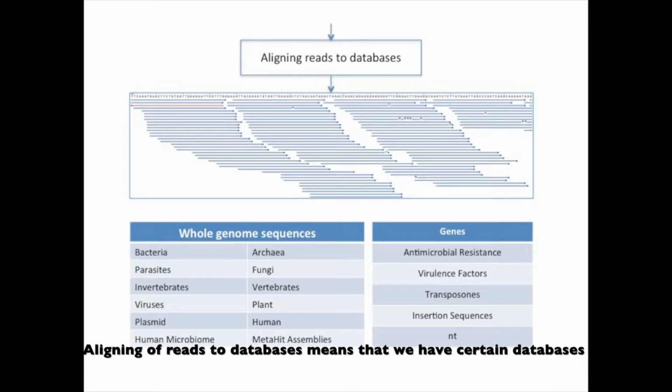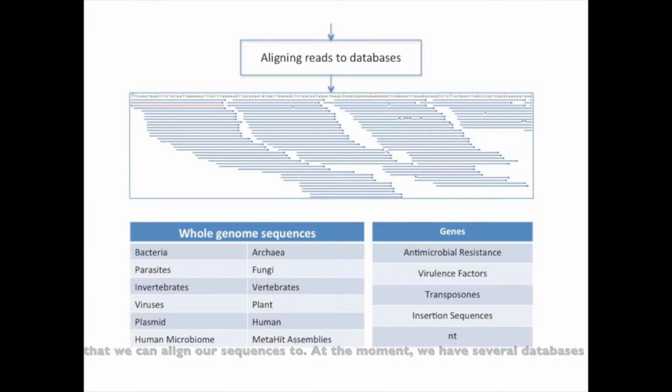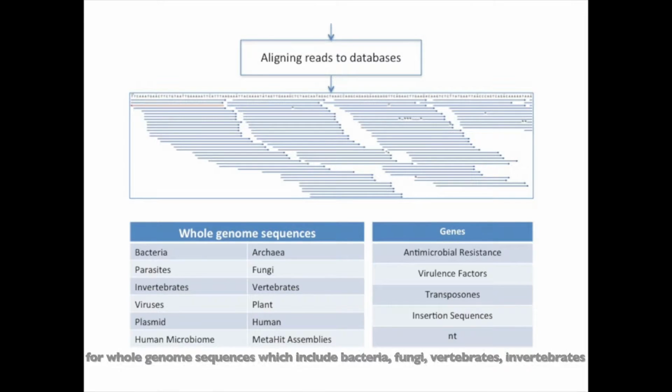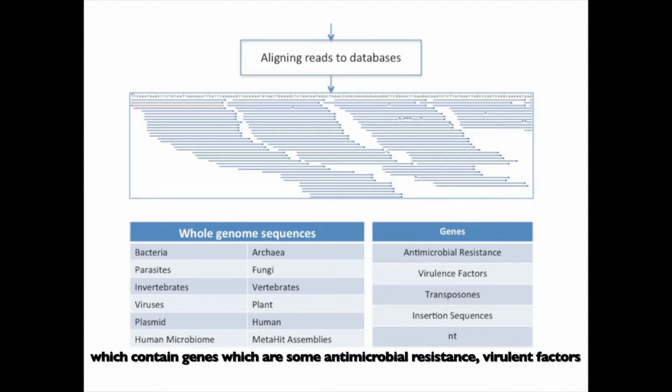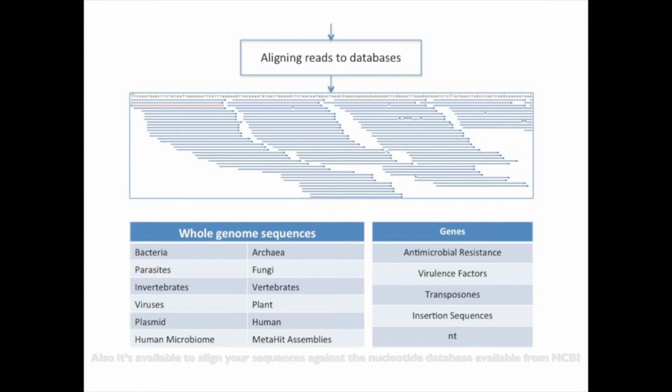Aligning of reads to the databases means that we have certain databases that we can align our sequences to, and at the moment we have several databases for whole genome sequences, which include bacteria, fungi, vertebrates, invertebrates, parasites, viruses, plasmids, and human. We also have some databases which contain genes for antimicrobial resistance and virulence factors, and we're also preparing databases for transposons and insertion sequences. Also, it's possible to align your sequences against the nucleotide database available from NCBI.